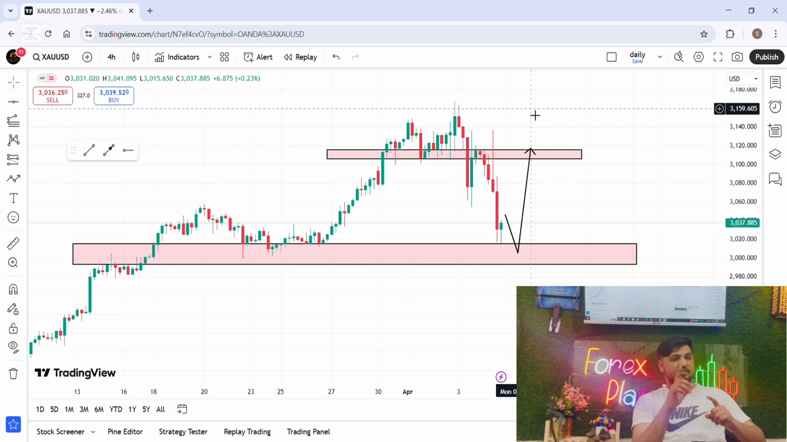Don't panic, this is just regular selling. Don't panic, don't blow your account. Just take one entry in the buy, and you can hold this buy entry for a year. Gold is going to hit 3500 very soon, just because of tariffs.